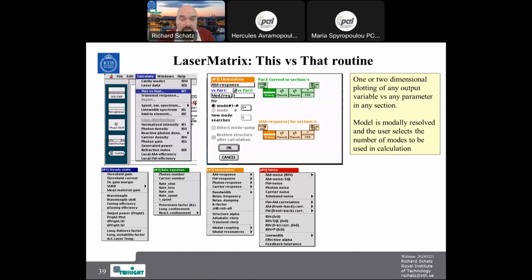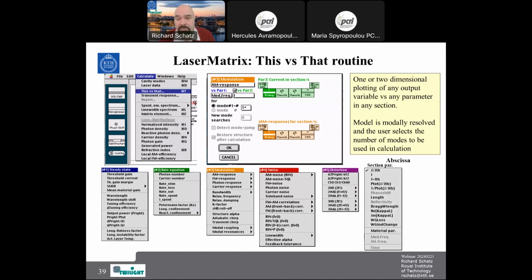And then, of course, the linewidth. You have different linewidth measures, and the effective alpha parameter of your laser, and the feedback tolerance, which I talked about, how much reflection tolerance you have. And you can do all this versus any other parameter. Then you have distortion. You can calculate second and third order distortion of your laser if you have analog applications.